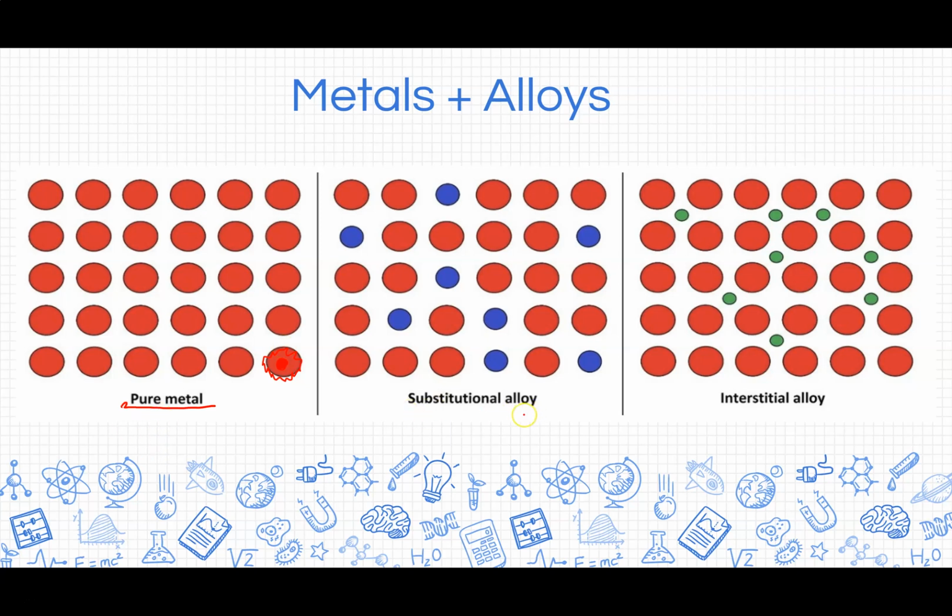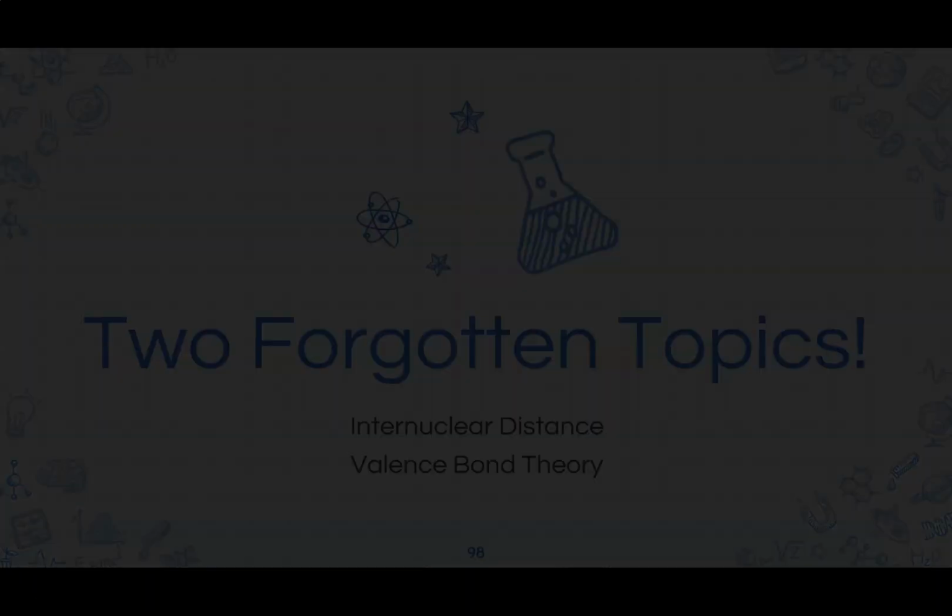A substitutional alloy will be when we have our metal, but we have replaced some of the atoms with another atom here. Okay, now this picture shows a little bit of a difference in radius, but not a huge difference in radius. And then an interstitial alloy is when we have two items of different radii, and you can see that the smaller one fits in the spaces. So that brings us to the end of metallic bonding.